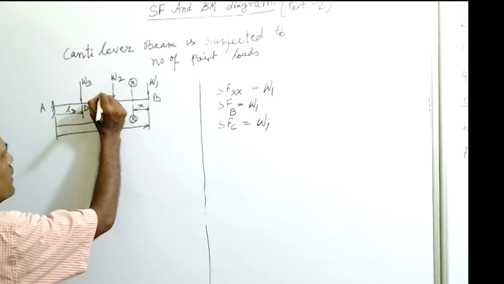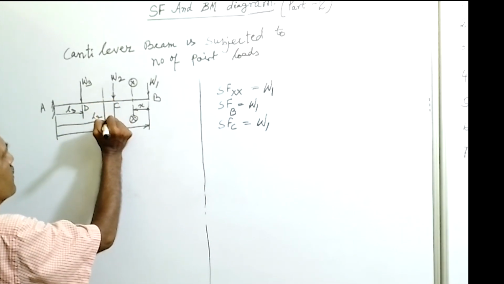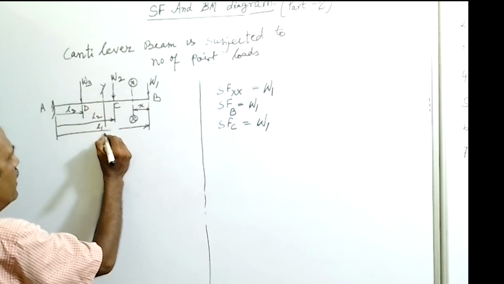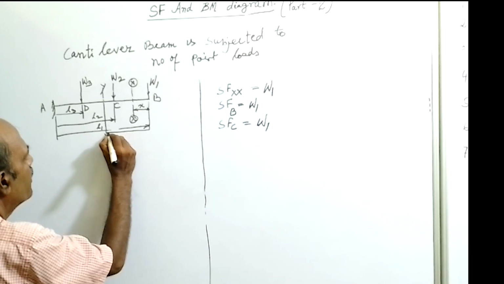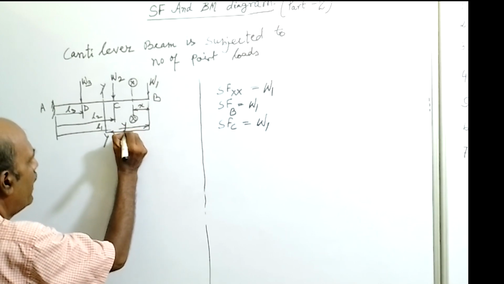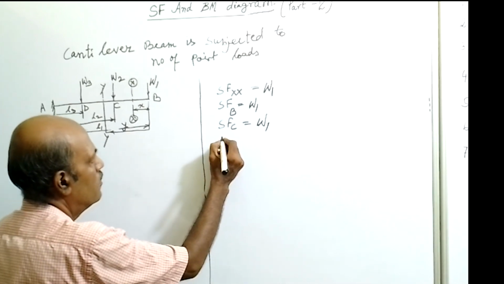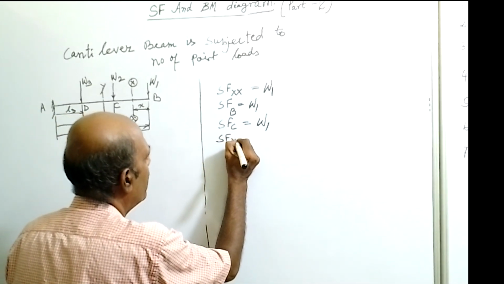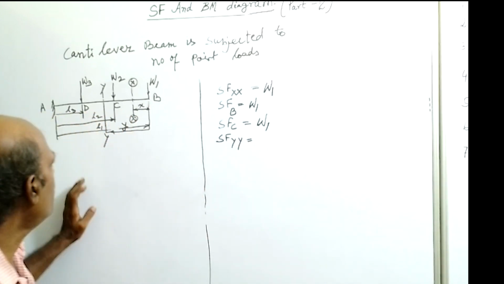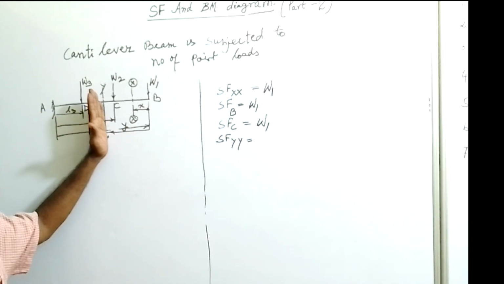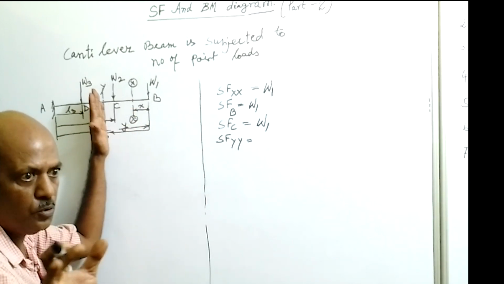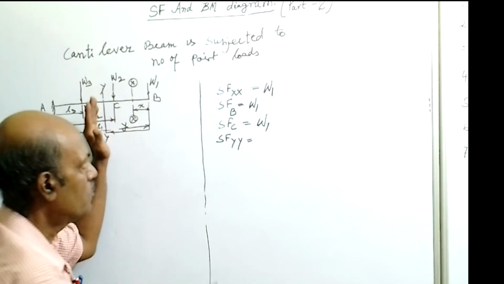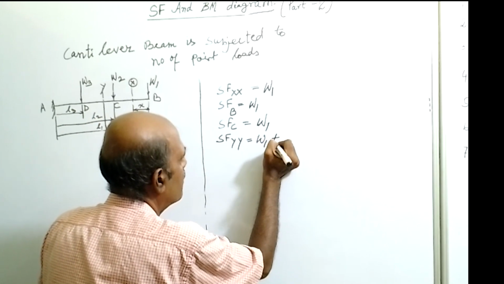Now take another section here, say YY section, which is at a distance Y from the free end. Now we will find the shear force at YY section. The shear force at YY is the algebraic sum of all vertical loads acting to the right side of section YY. What are the loads? W1 plus W2. Two loads are acting to the right of section YY, so it will be equal to W1 plus W2.